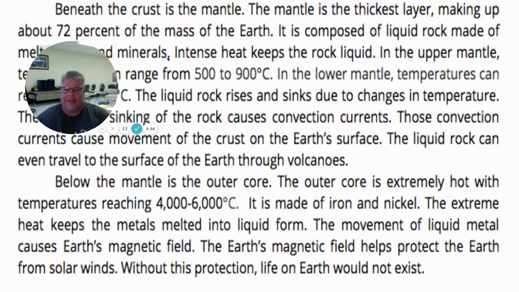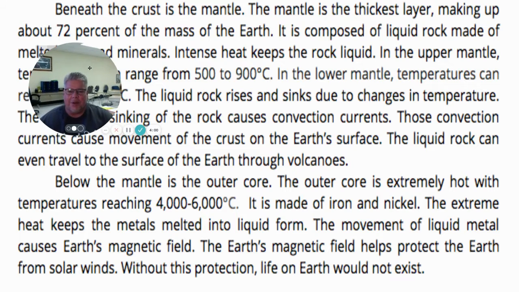So next we've got the mantle. This is a liquid area. It's liquid rock made of melted iron and minerals, very, very hot. And then underneath it, below the mantle, is the outer core. The outer core is extremely hot, with temperatures reaching 4,000 to 6,000 degrees Celsius. It's made of iron and nickel.